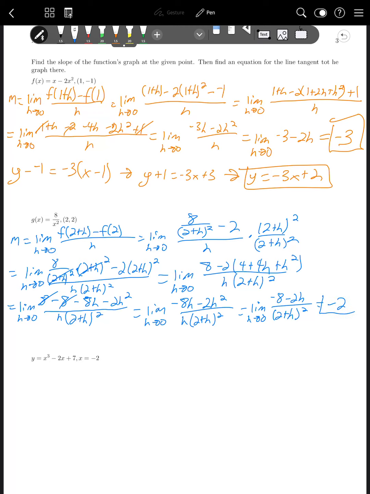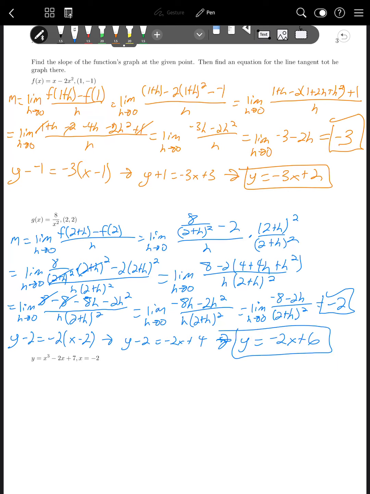So our slope is negative 2, and we can now plug that in with the point to get the equation. So y minus 2 equals negative 2 times x minus 2. Distribute, so it's y minus 2 equals negative 2x plus 4. And then add 2 to both sides to get y equals negative 2x plus 6 for the equation of the tangent line at that point.